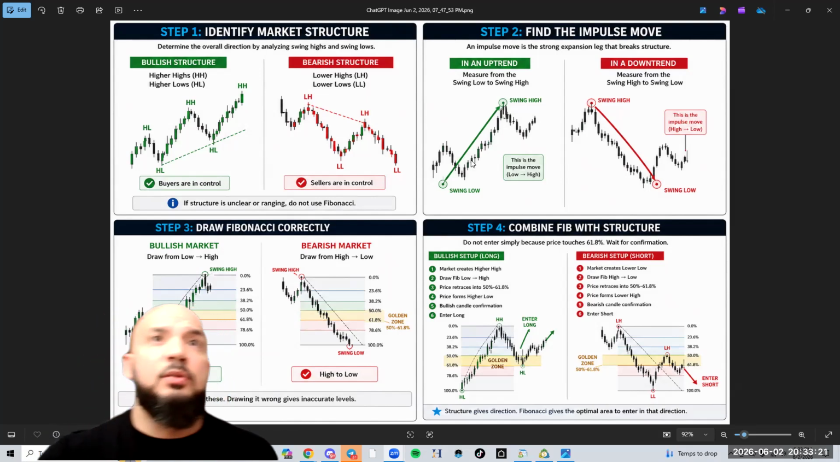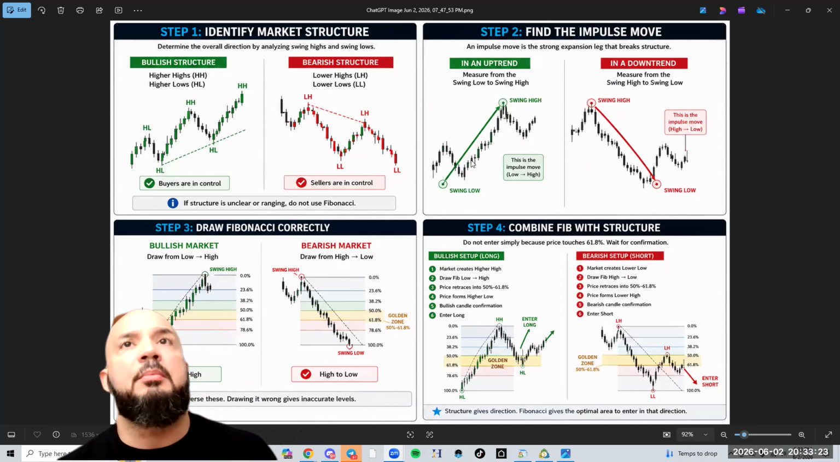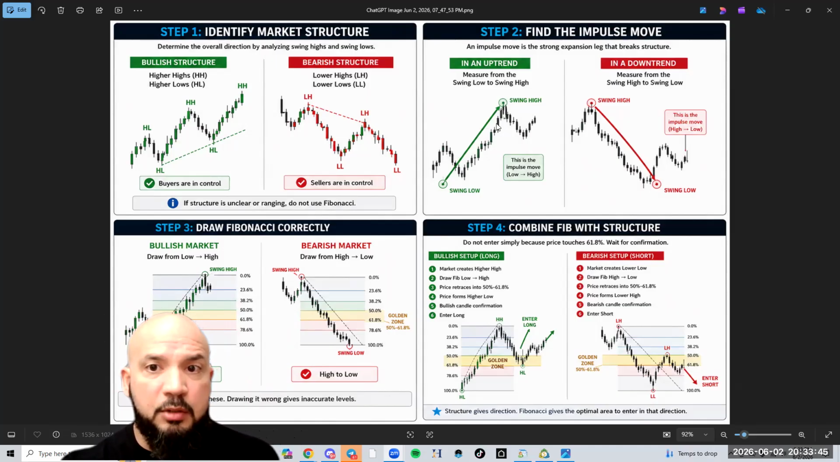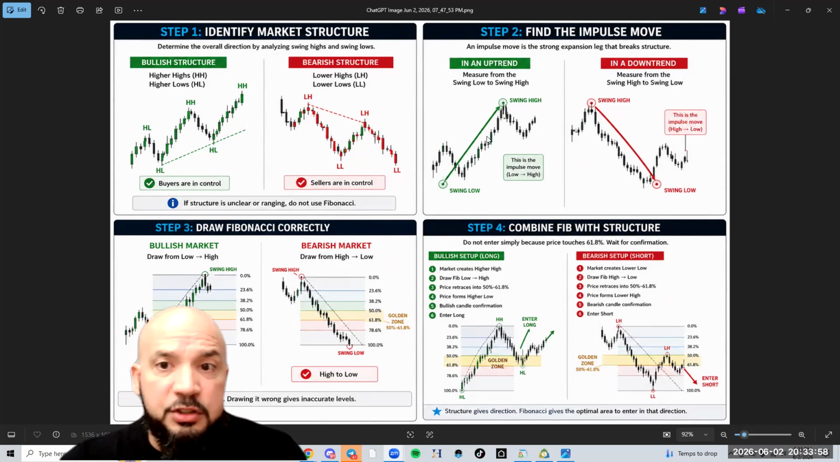Now remember, what's the thing that's important about the impulse move, besides the fact that it's a strong expansion? It's also breaking structure. A real true impulse move that you want to see is something that breaks structure. So, like in this instance right here, this is the impulse move and it broke structure. So, this leg is where you're going to measure the Fibonacci, right? Because you had a higher high, you had a higher low, and then it created a higher high and now creating a higher low, right? So, it breaks the structure.